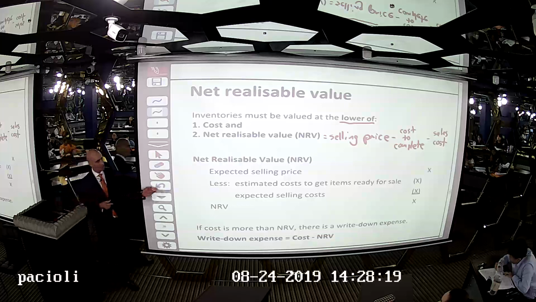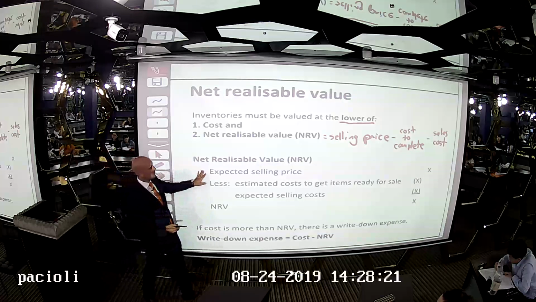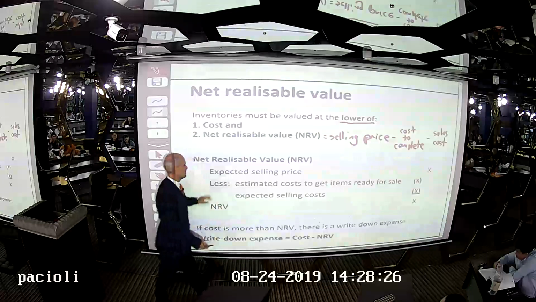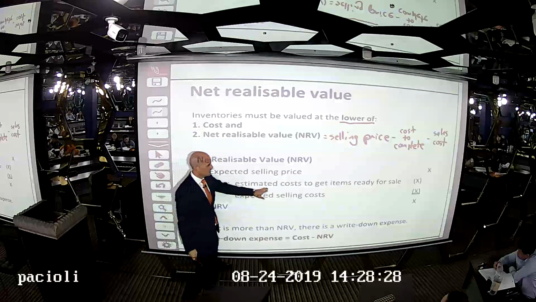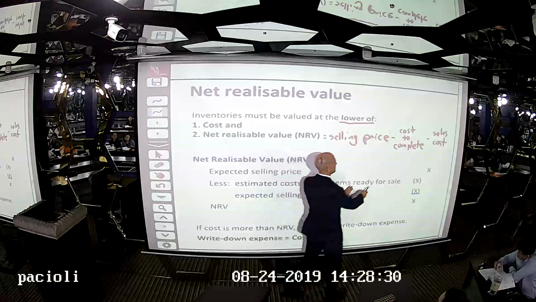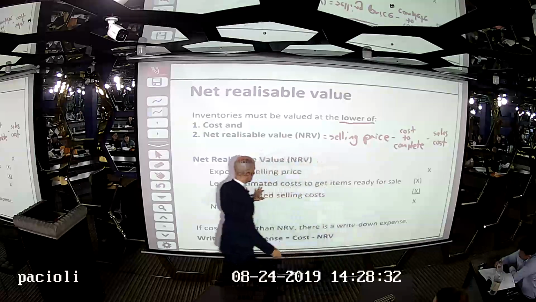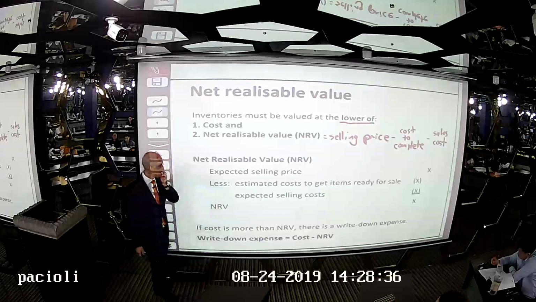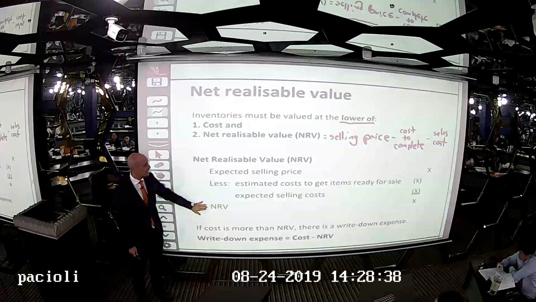And the same formula is shown here. So expected selling price means selling price. Cost to get the item ready for sale means cost to complete. And then selling cost is the sales cost. And this gives us the NRV. NRV is net realizable value.